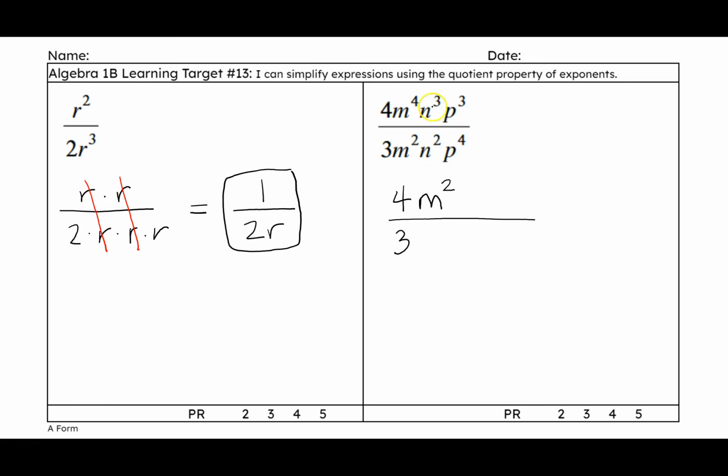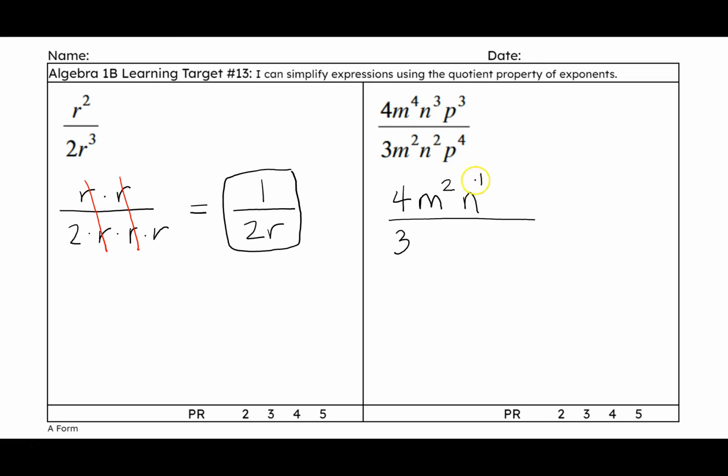All right, the n's have a difference of 1. I'll have 3 of them upstairs and 2 of them downstairs. The smaller number is 2, so I can cross off 2 groups at the top and bottom, and I'm going to be left with just 1 upstairs. The difference there is 1. Now you can write that exponent of a 1 if you would like, or if you want to just leave it off, that's fine too.